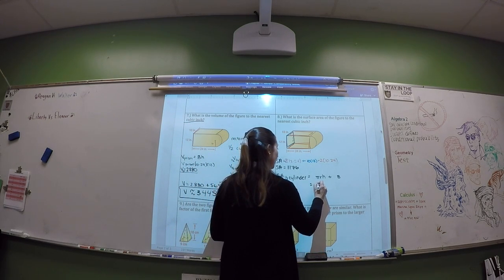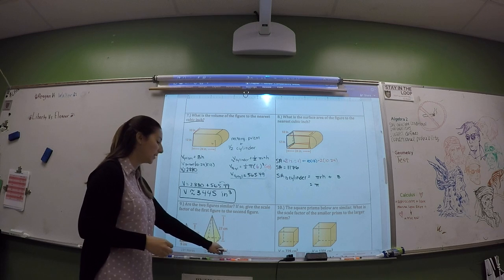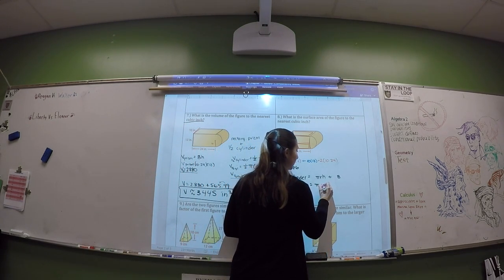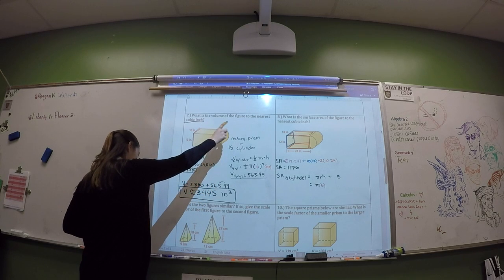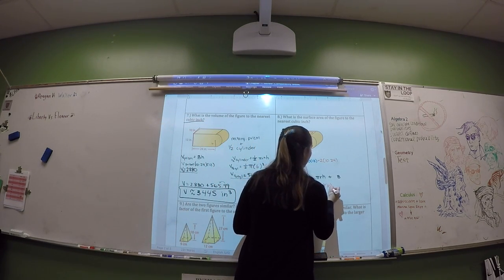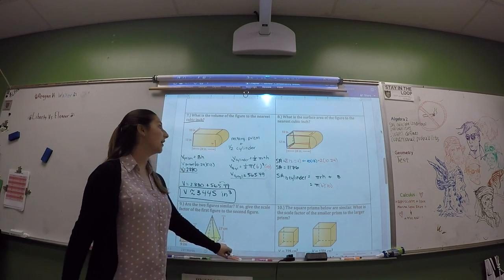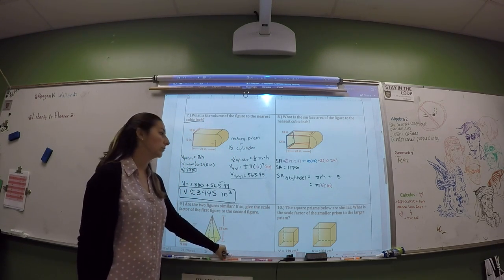So, what was the radius? Do you remember? 6. And the height of the cylinder? 10. And the area of the base. So how do you find the area of a circle? By doing pi r squared.